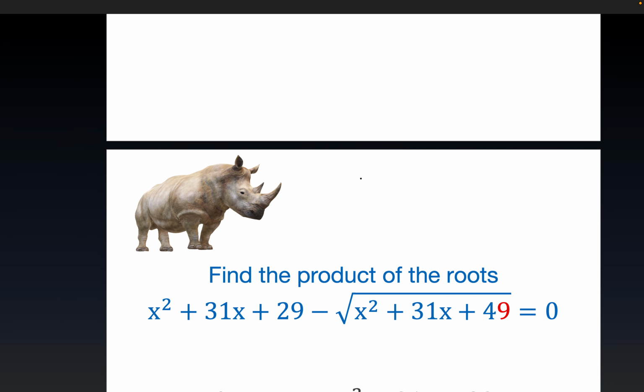Good day, everybody. We're looking at an expression that would be quartic, fourth degree, if you did it the typical way. We're trying to find the product of the roots of this expression. What makes it nasty is this is a radical.